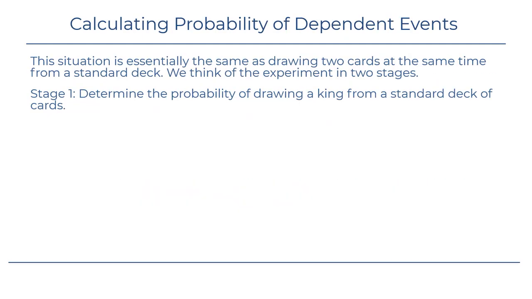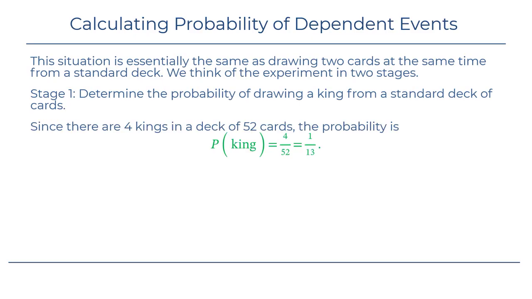Just as before, this is a multi-stage experiment. We're drawing a king and then a queen. So stage 1 is to determine the probability of drawing a king from a standard deck of cards. Just as we did before, there were 4 kings and 52 cards, so 4 out of 52, which we can reduce to 1/13 if we want.